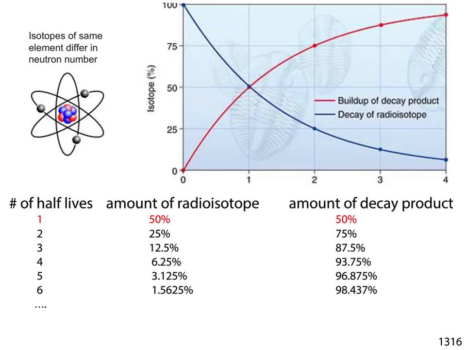Oh, look, a nice little table summarizing this. Okay, and as you can see, the blue is the decay of the unstable parent radioisotope. The red is the buildup of the new decay product, otherwise known as the daughter product, which is stable. Number of half-lives: one half-life it's 50-50, two half-lives it's 25-75, three half-lives, and so on. Okay? Make sure that this makes sense because I'm going to ask you something like this on the exam, and if it doesn't, please let me know and let's chat.